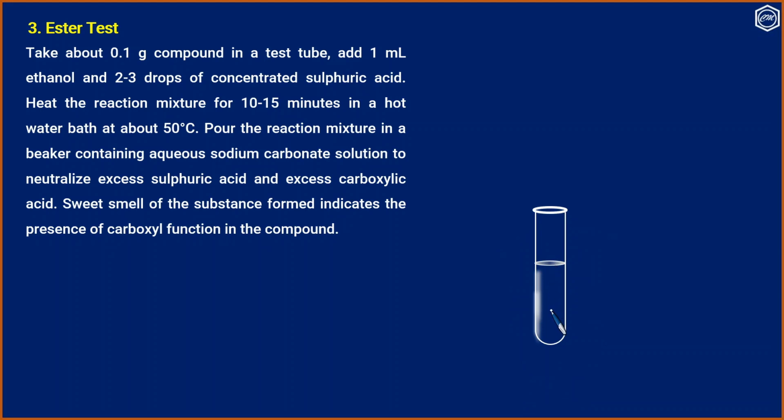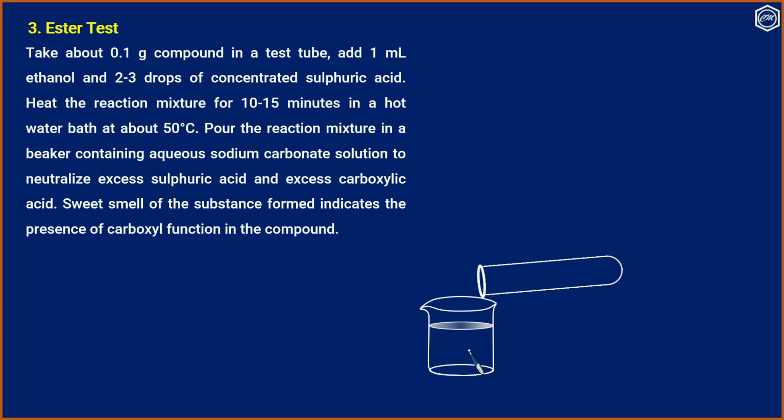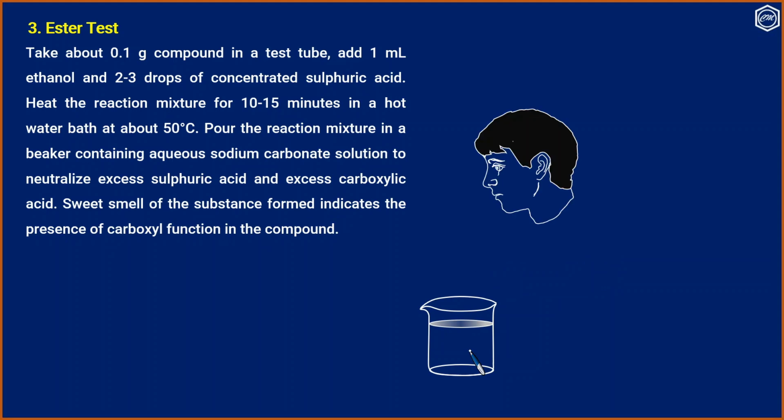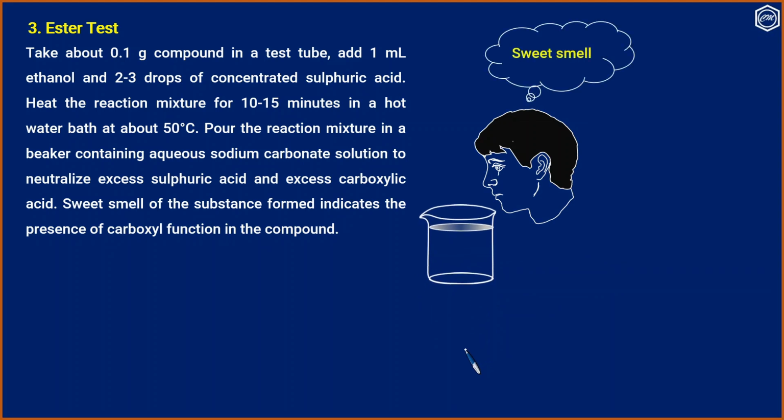Now cool the solution and pour it into a beaker containing aqueous sodium carbonate solution. Now just smell the beaker. A sweet smell can be experienced, and the sweet smell is due to the formation of ester. RCOOH plus R-OH, this is the alcohol. So this is the ester form.